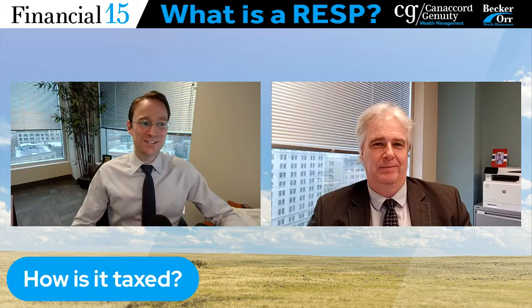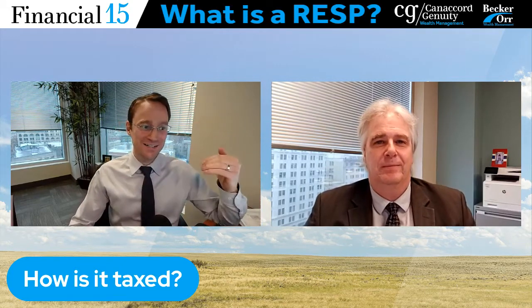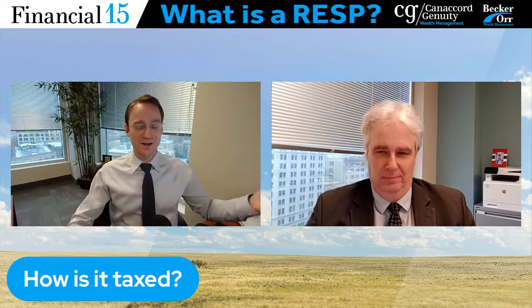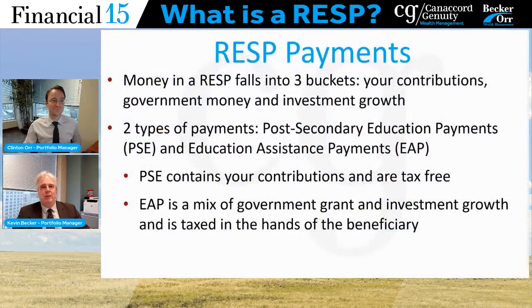That's right. And then a key point here, we're talking about all the benefits. We can't forget there's going to be some taxation. I'll let you start off here, Kevin. How is this going to be taxed? Well, the way it comes out is that it's done in basically three buckets. So you've got the post-secondary education payment, and you've got the EAP bucket, which is basically a combination of any of the growth that this portfolio has made, as well as the government money. Now, the government money and the growth, if it's taken out, is taxed in the hands of the beneficiary. So that'll be the child going to school.